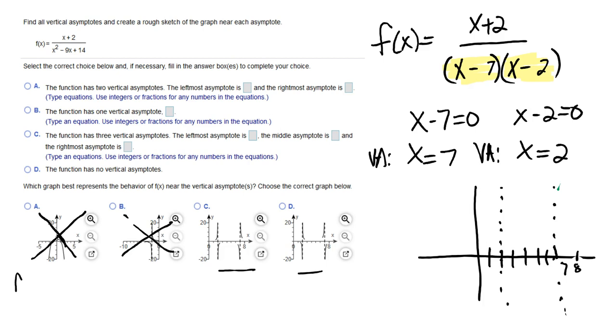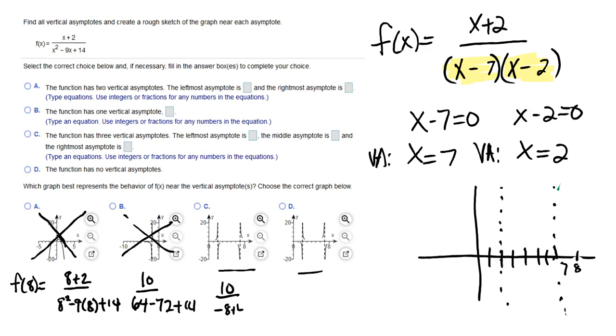and see what's happening to the y. So if I figure out f of 8, that's (8 plus 2) over (8 squared minus 9 times 8 plus 14). That gives me 10 over (64 minus 72 plus 14). Okay, 64 minus 72 is negative 8 plus 14. It's 10 over 6. That's a positive value. So because that comes out to be a positive value, I know the graph is going to go to positive infinity. So I know that this part of the graph will go to positive infinity.